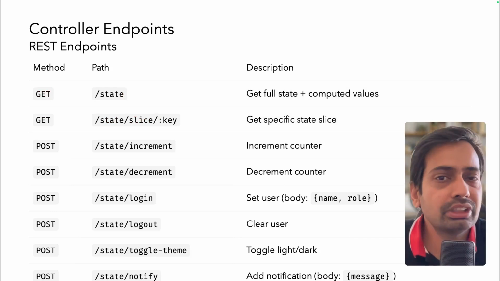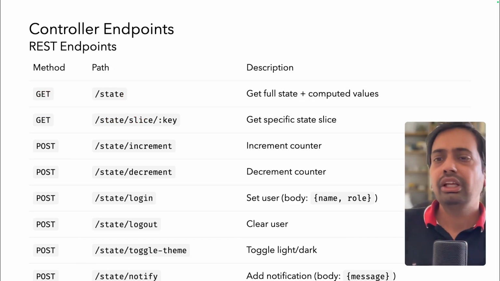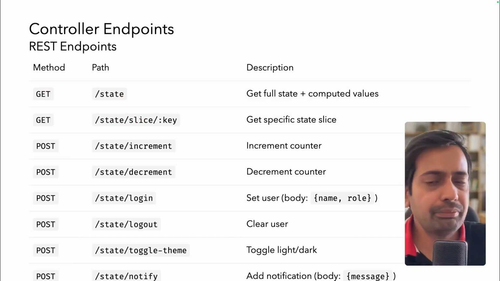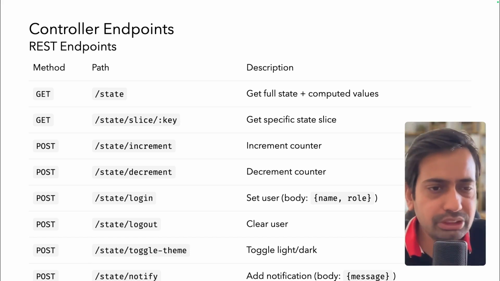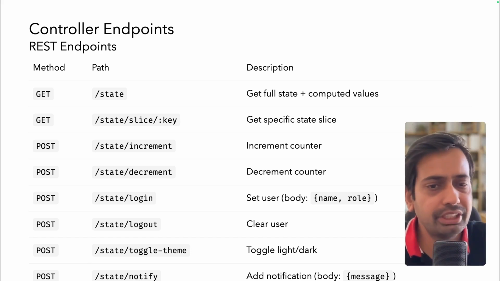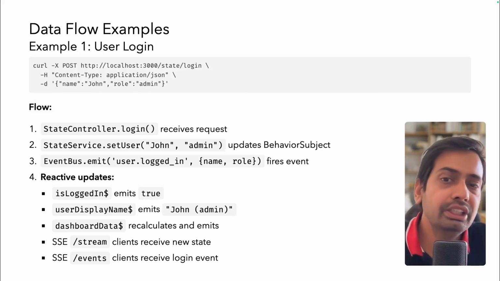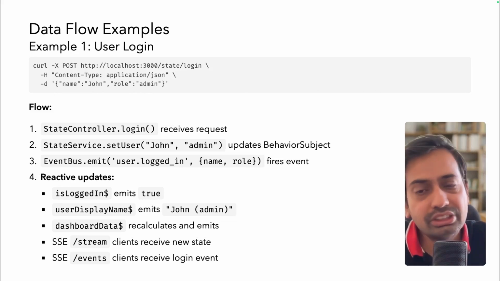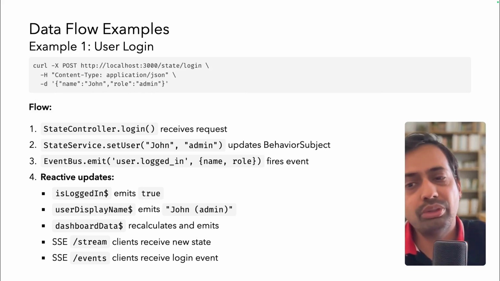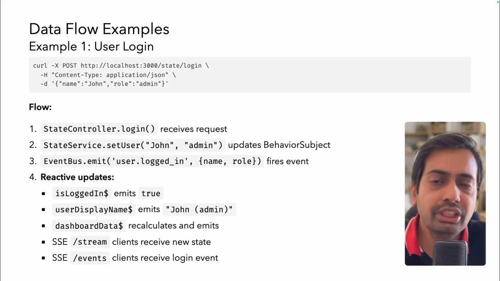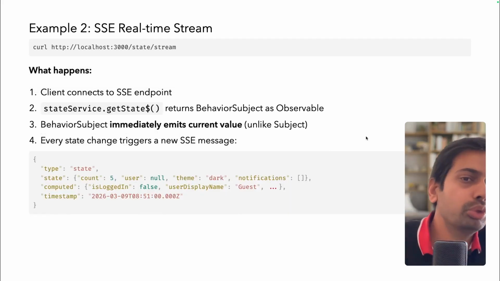So these are the controller endpoints: state, post, increment, decrement, login. This demo can be simple, with one simple controller, increment and decrement. You click on that button, I am updating the behavioral subject state, and then the SSE stream will receive the updates. Using that, we will update the UI, right? So let's take a look at the code and try to see how this works.